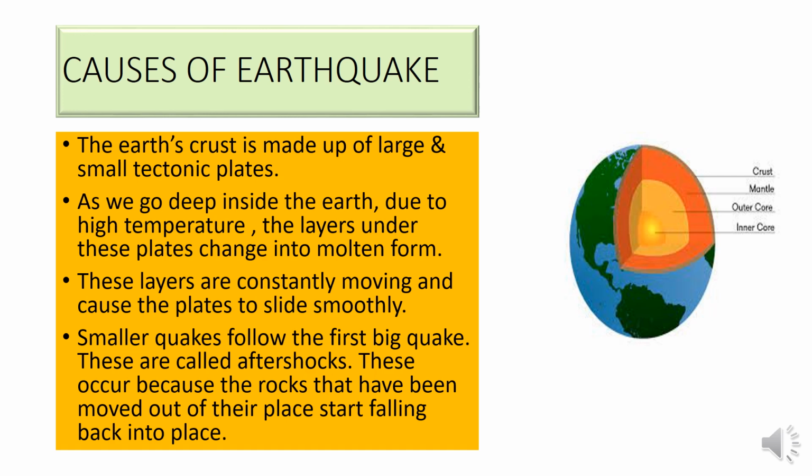the plates slide smoothly, and smaller quakes always follow the bigger quake. Remember, these are called aftershocks. These occur because the rocks that have been moved out of their place start falling back into place. Basically, the rocks collide with these tectonic plates, and when they collide, they get displaced from their place, right? So they have to come back to the original place. That is why smaller quakes follow the first big quake.